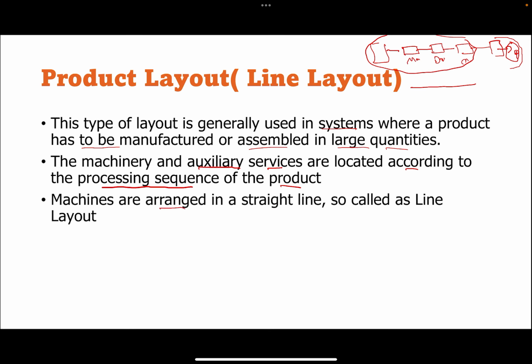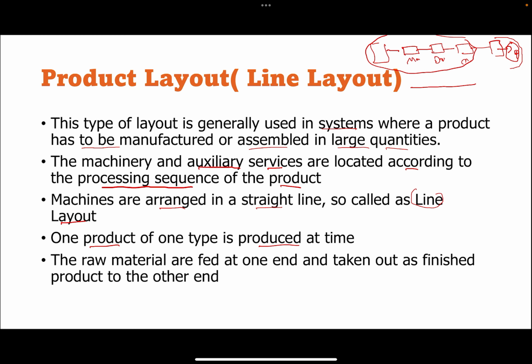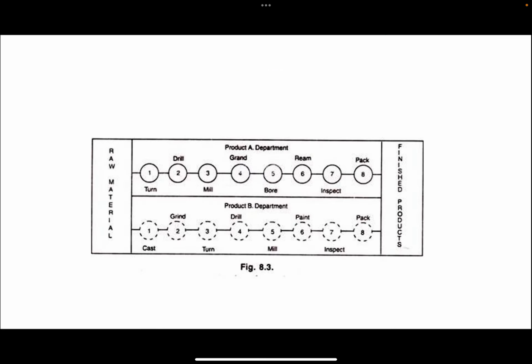Machines are arranged in a straight line. That is why these are called line layout. And only one type of product is produced at a time. Raw material is fed in at one end and taken out as finished product at the other end. So let us look at this example. You can see that here you have the raw material, and these are the operations performed upon this raw material to manufacture product A. You will get the final product here.